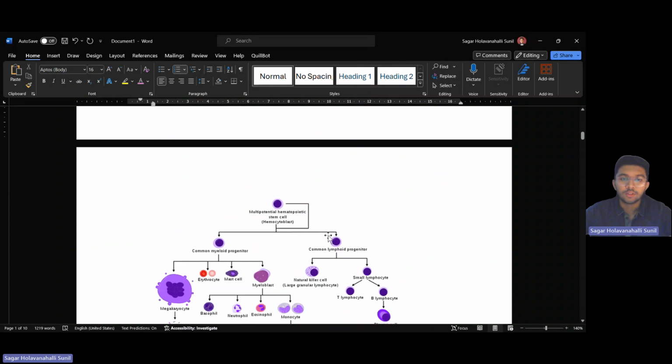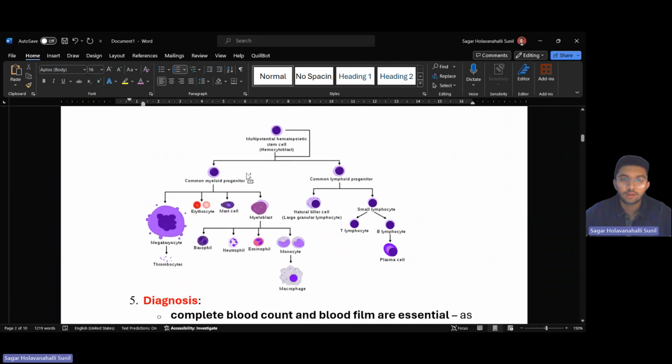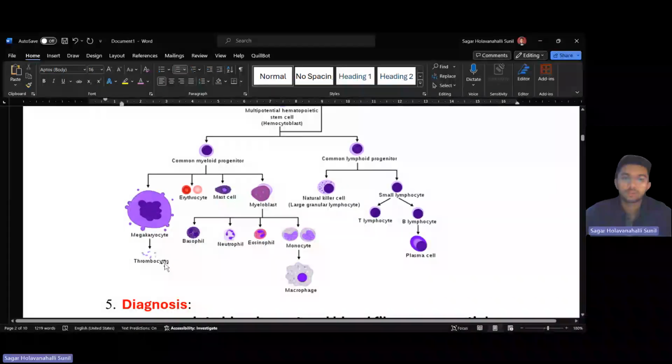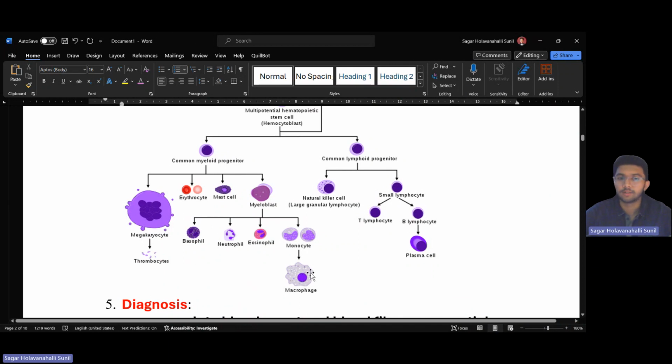So let's continue. So this is just a picture. You have the multipotent hematopoietic stem cell, which will differentiate into myeloid and lymphoid lines. Myeloid will give rise to your thrombocytes, basophils, eosinophils, neutrophils, and monocytes, which can further mature into macrophages. For the lymphoid line, you have natural killer, you've got T lymphocyte and B lymphocyte. The mature version of B lymphocytes or the activated versions are plasma cells, which are capable of secreting antibodies.